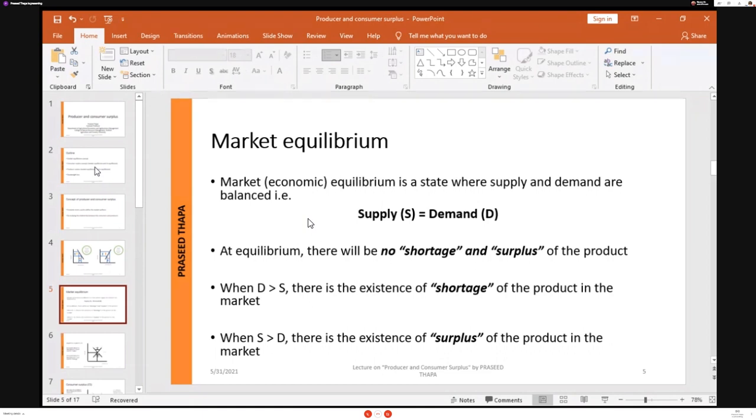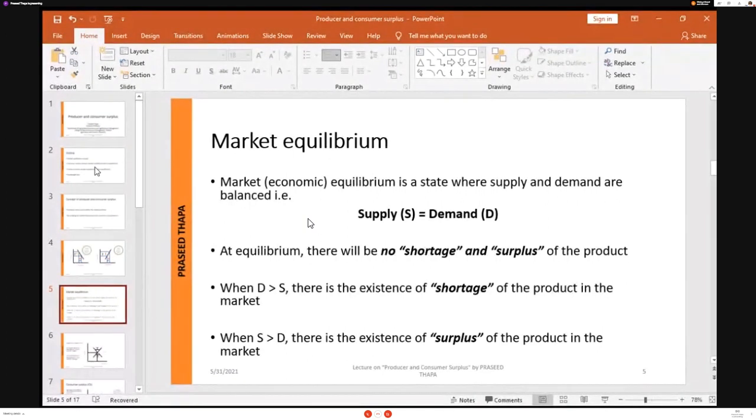Then there is shortage. We say there is a gas shortage, or a petrol shortage. The consumer is wanting more, but the supplier is not able to supply more. That is shortage, and that happens when your demand is greater than your supply. See, in the third point, when demand is greater than supply, there is a shortage of the product in the market.